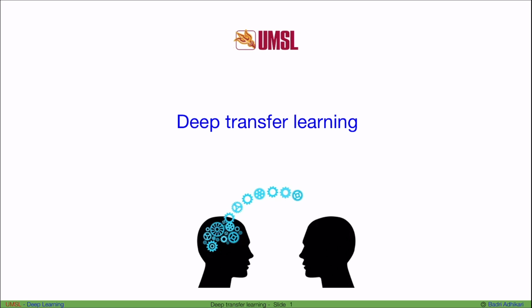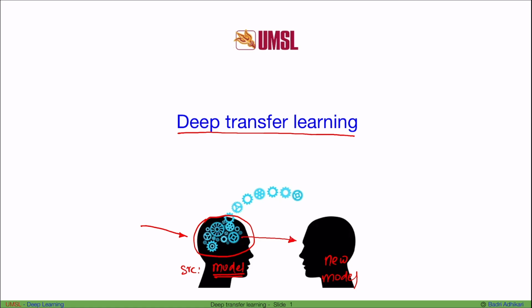In this video, I will explain the concept of deep transfer learning. This picture, in a way, summarizes the idea here. Say, for example, my source model has some pre-trained knowledge in it, and then here's my new model. What we would like to do is transfer the knowledge that this pre-trained model already has, a model that is already trained, to a new model that we are training.